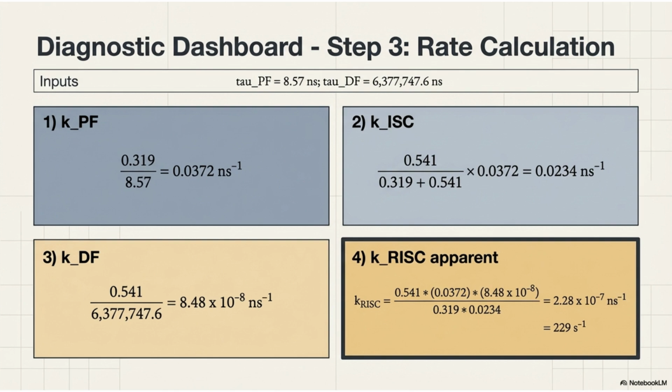Step 3 involves rate calculation. We calculate KPF, KISC, KDF, and the K-RISC apparent rate using the prompt and delayed lifetimes and yields.